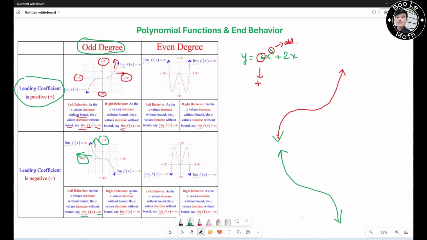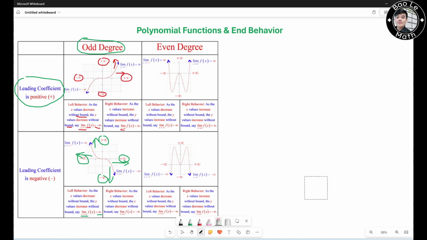The right behavior, you do exactly the same thing. When s approaches positive infinity, the function approaches negative infinity. In this situation, I just flip the sign right here. This becomes negative 3, and then it's going to be like this. Now let's move on to the third case.